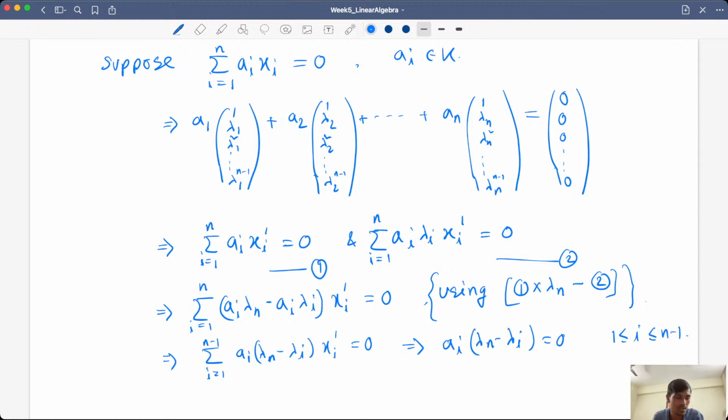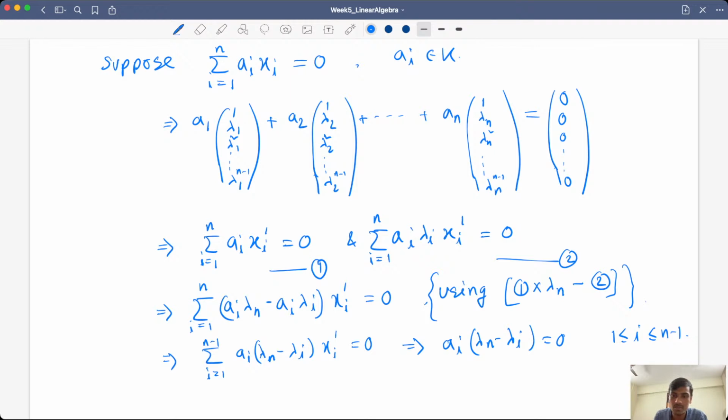This lambda n minus lambda i also belongs to my field k, and lambda 1, lambda 2, up to lambda n are all pairwise distinct. So lambda n minus lambda i, for any i from 1 to n minus 1, is non-zero, right? So the a i is something I don't know, but this factor is non-zero and their product is 0, as k is a field.